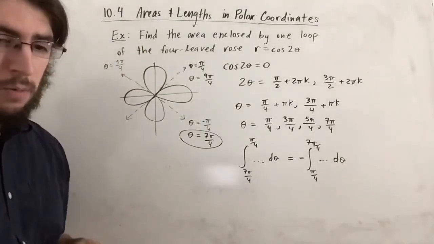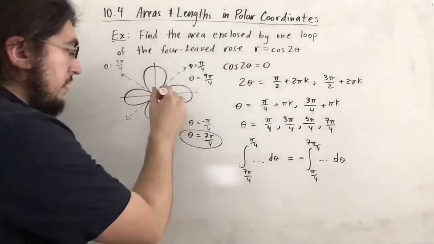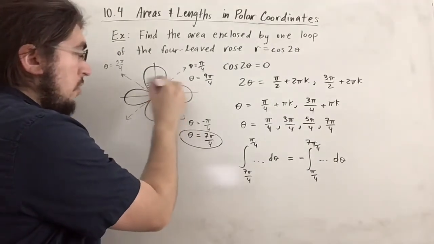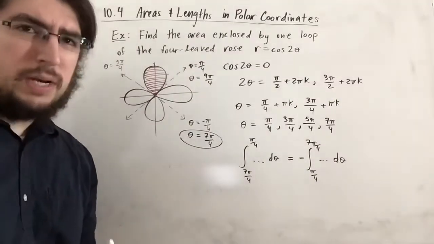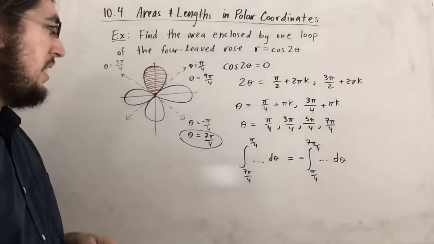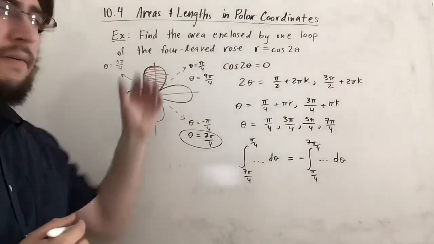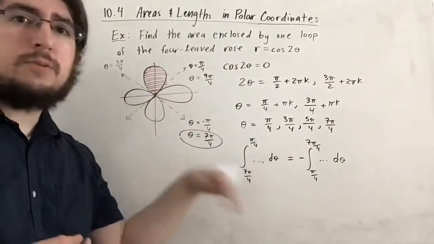And yeah, so I want to find the area of this one loop here. So I know my bounds, I know the limits of my integral. And do I know the inside? Well, yeah, I know the inside is going to be 1/2 r squared d theta. So I'm going to erase this and write that.